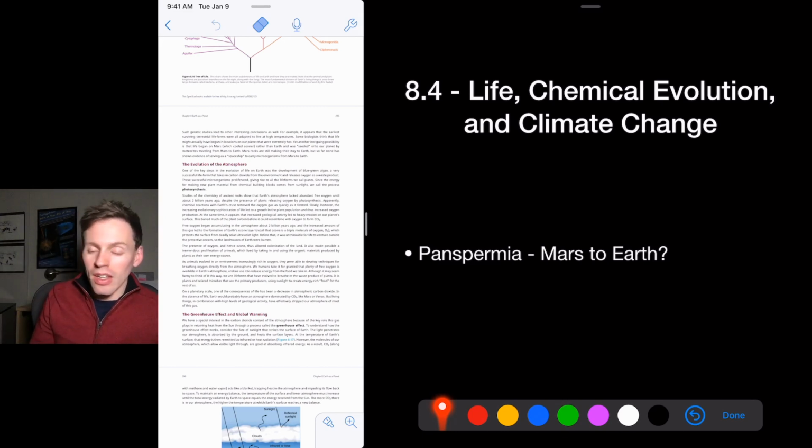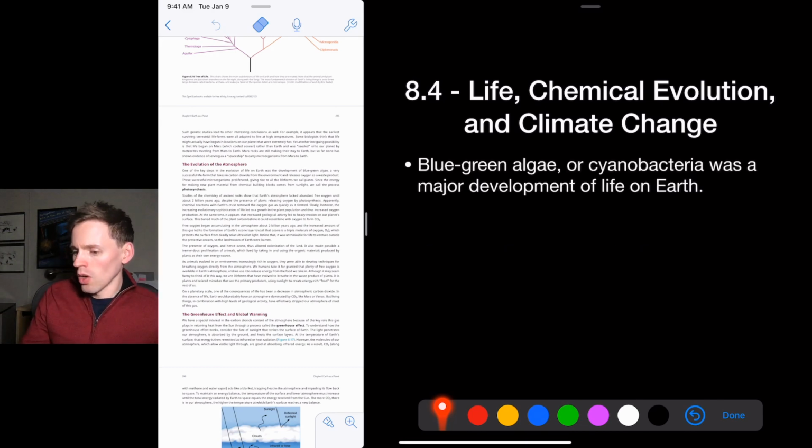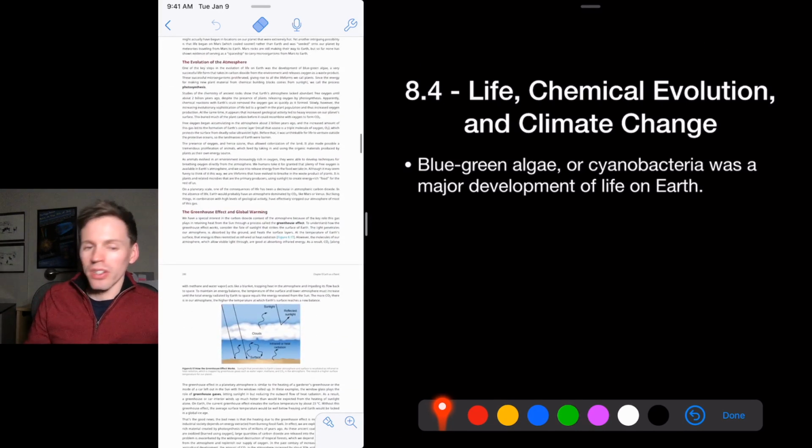Then it touches briefly on panspermia. It's possible that since Mars cooled off before Earth did, life might have started on Mars and then landed on Earth, and Earth was more successful as a planet. It's not frozen and dead now. So it's possible that life began somewhere else in the solar system or the universe and made its way to Earth and seeded it.